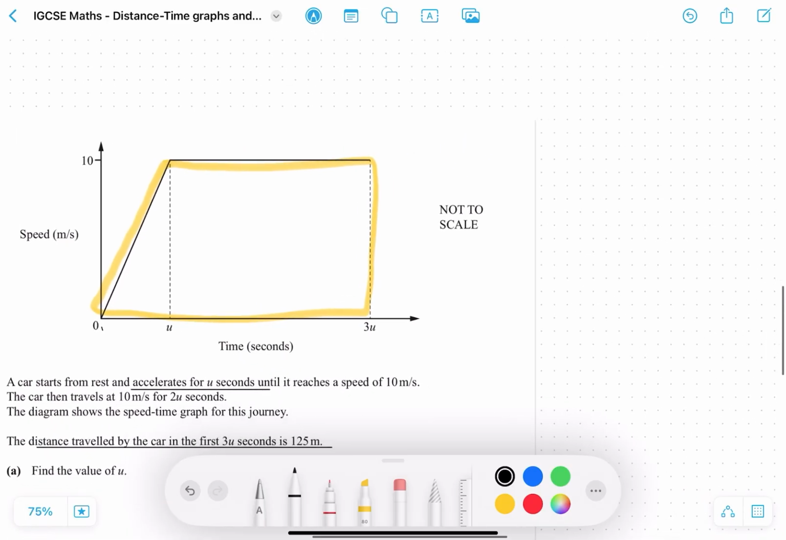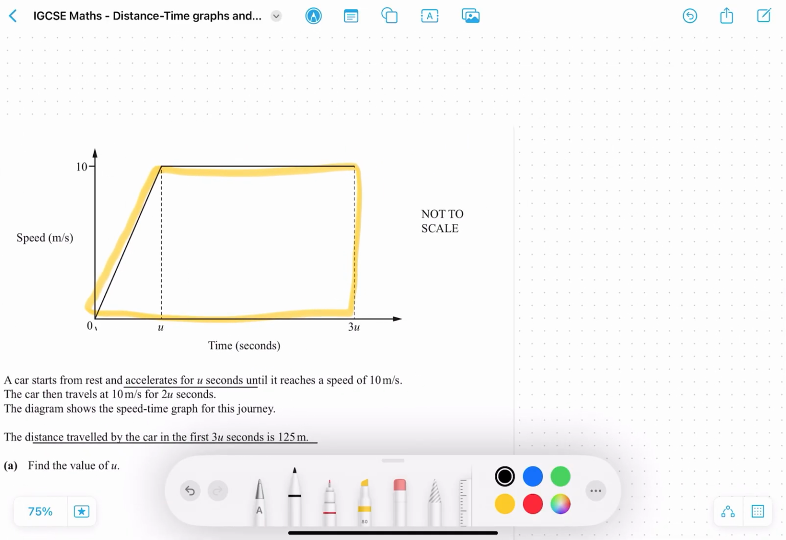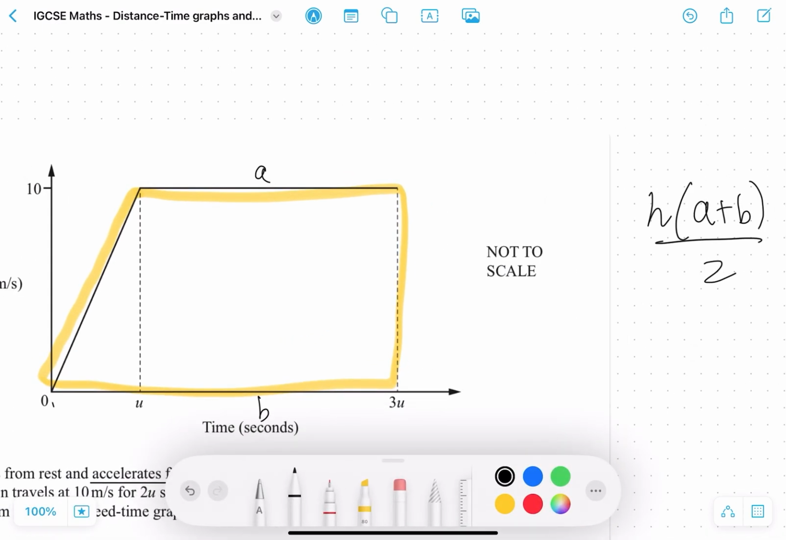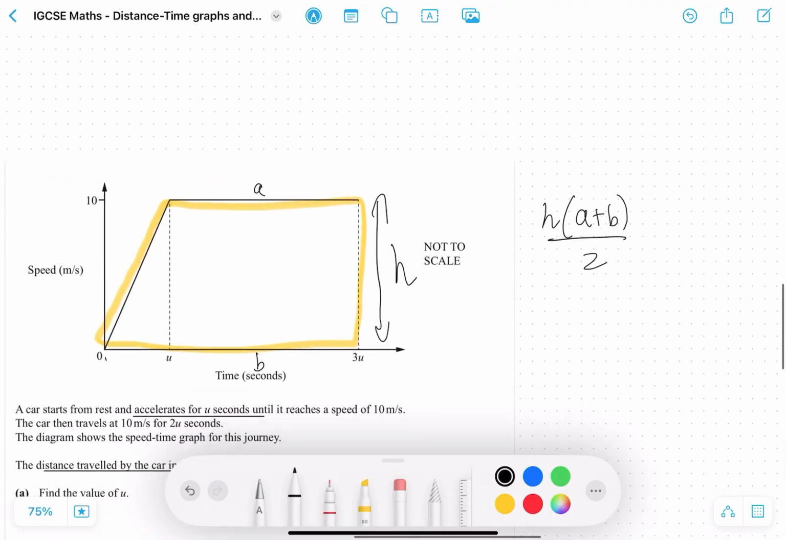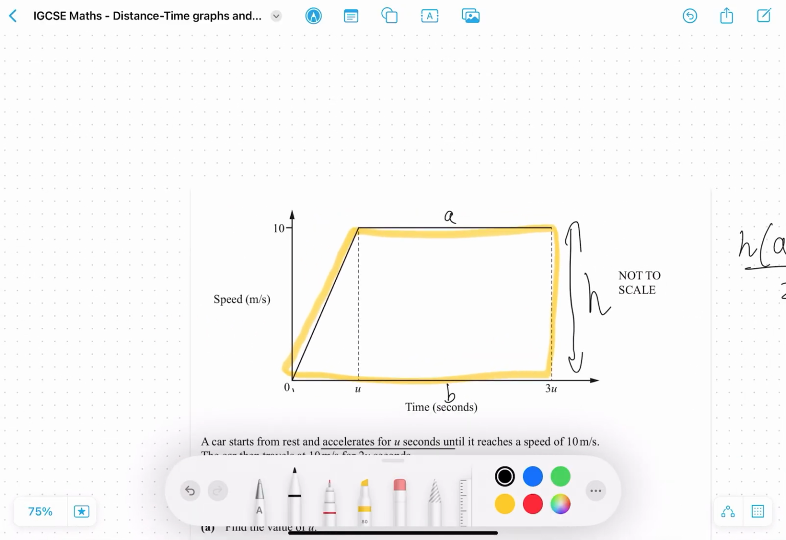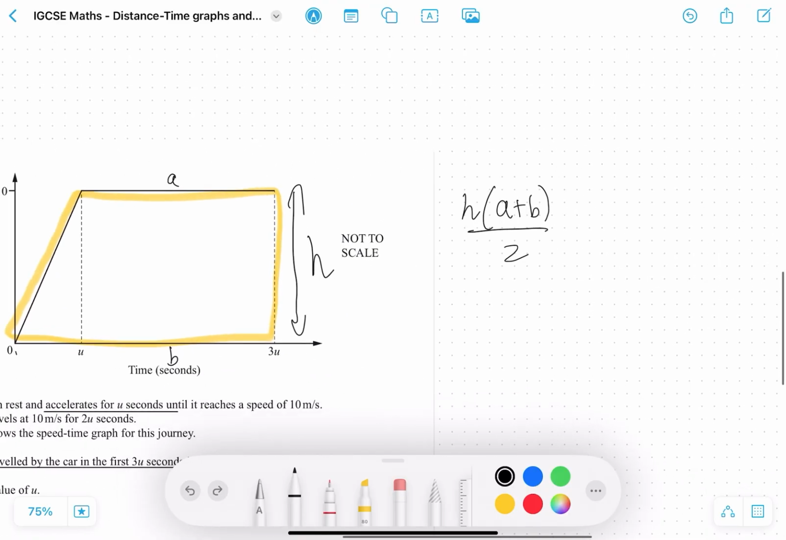So the formula for area of trapezium is height multiplied by a plus b over 2, where a plus b are the two parallel sides. So in this case, they would be these parts of the graph, a, b. And the height is just the height of the trapezium, so that'll be here, height. So we know the height is just 10, because the maximum height of this trapezium is 10 meters per second.